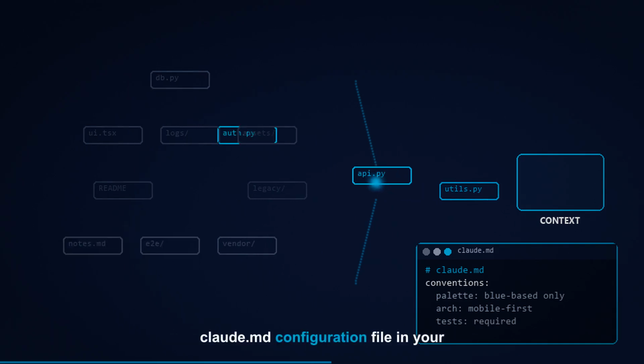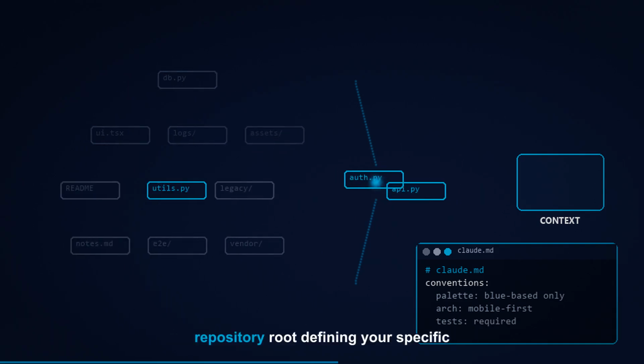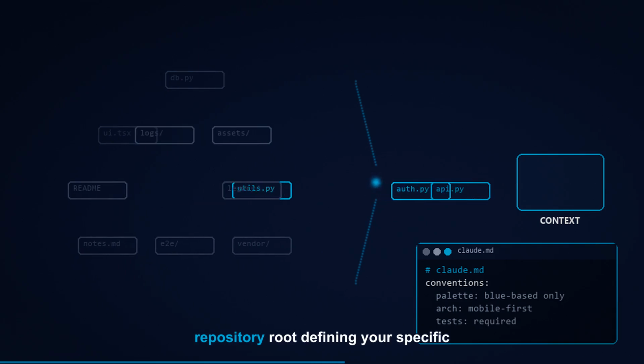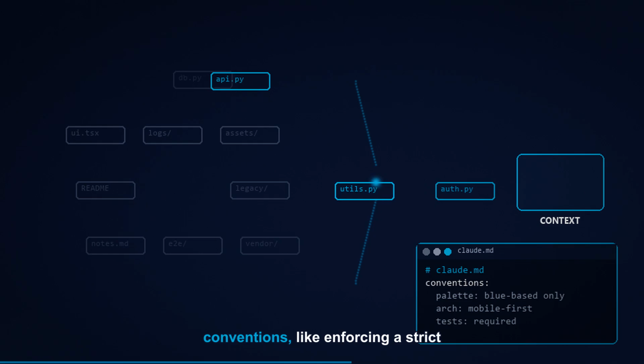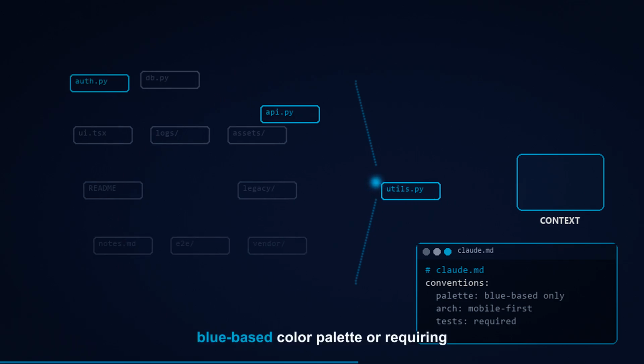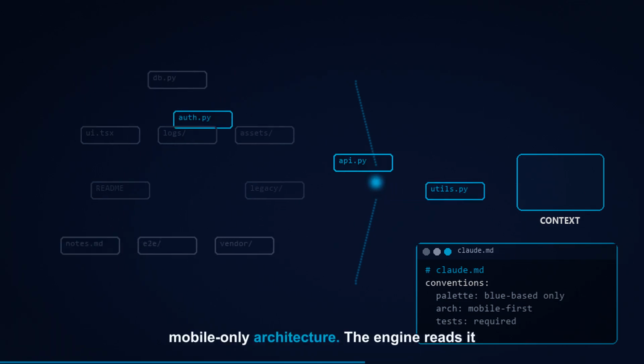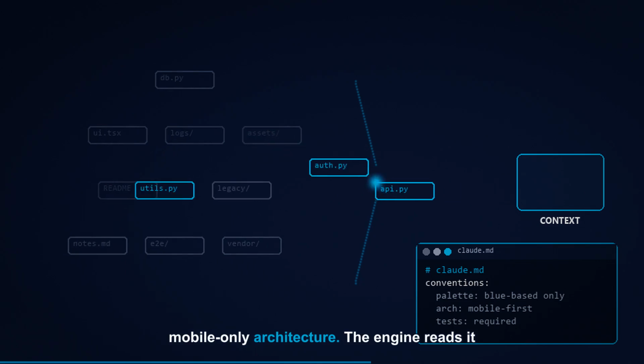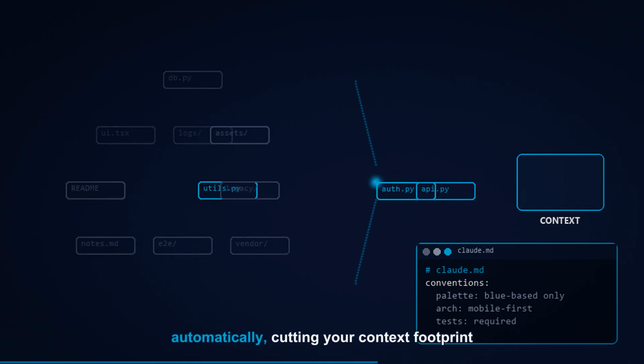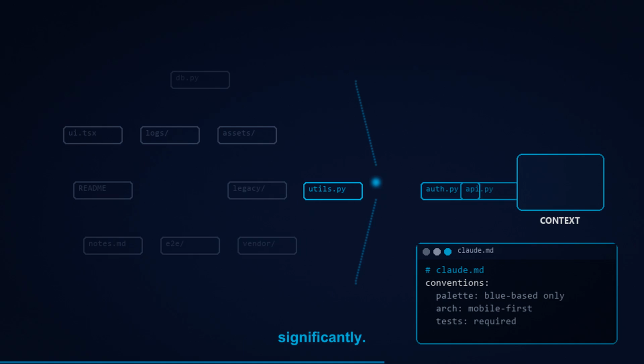Keep a static claude.md configuration file in your repository root defining your specific conventions, like enforcing a strict blue-based color palette or requiring mobile-only architecture. The engine reads it automatically, cutting your context footprint significantly.